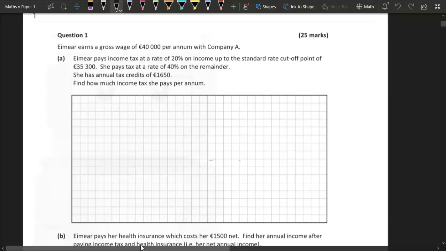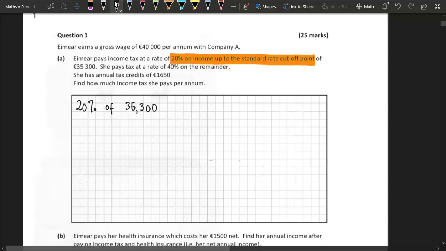So question 1, this is from 2019. Emer pays an income tax rate of 20% on income up to the standard rate cutoff point of 35,300, and she pays tax at a rate of 40% on the remainder. The most important thing that you've got to do here is try and break the question up. We're on 20% of income up to the standard rate cutoff point. So that's the important bit. Her standard rate cutoff point is 35,300. So basically what you're going to do is get 20% of 35,300.